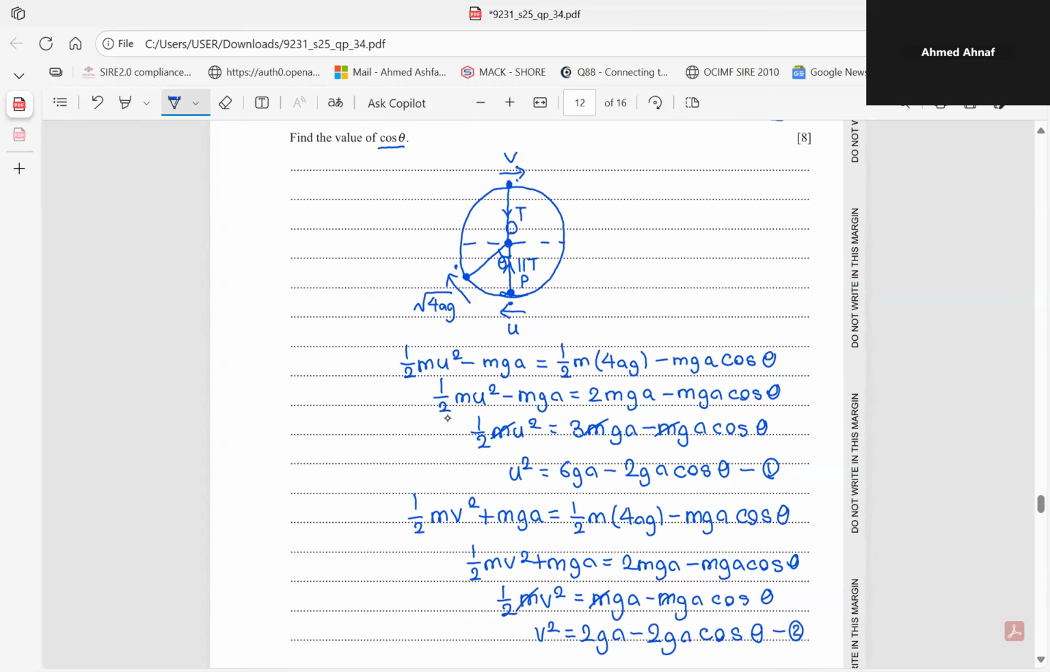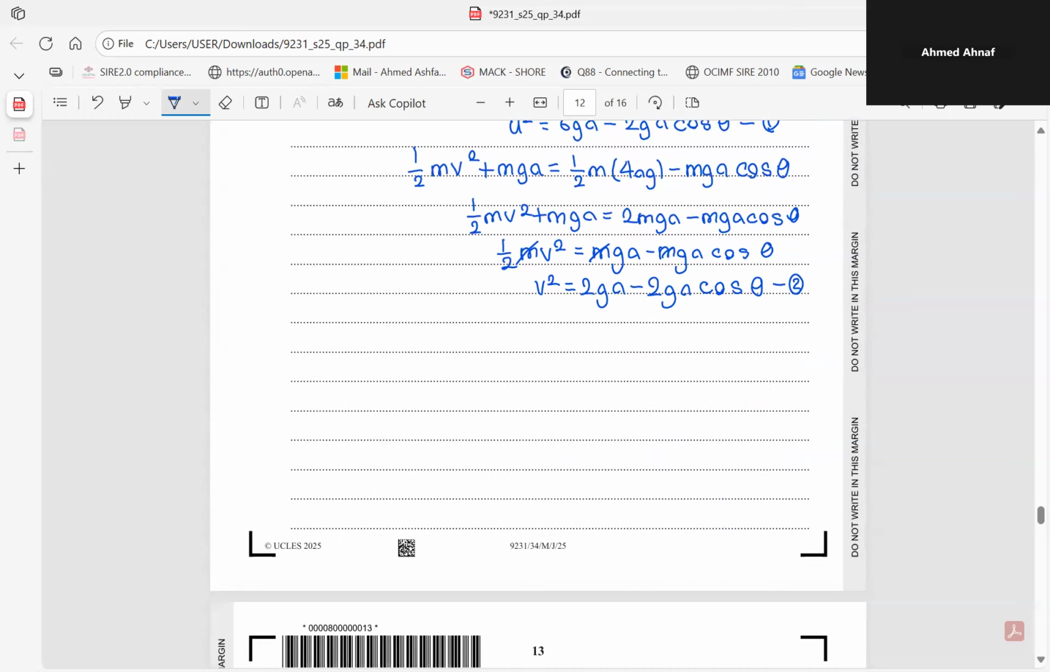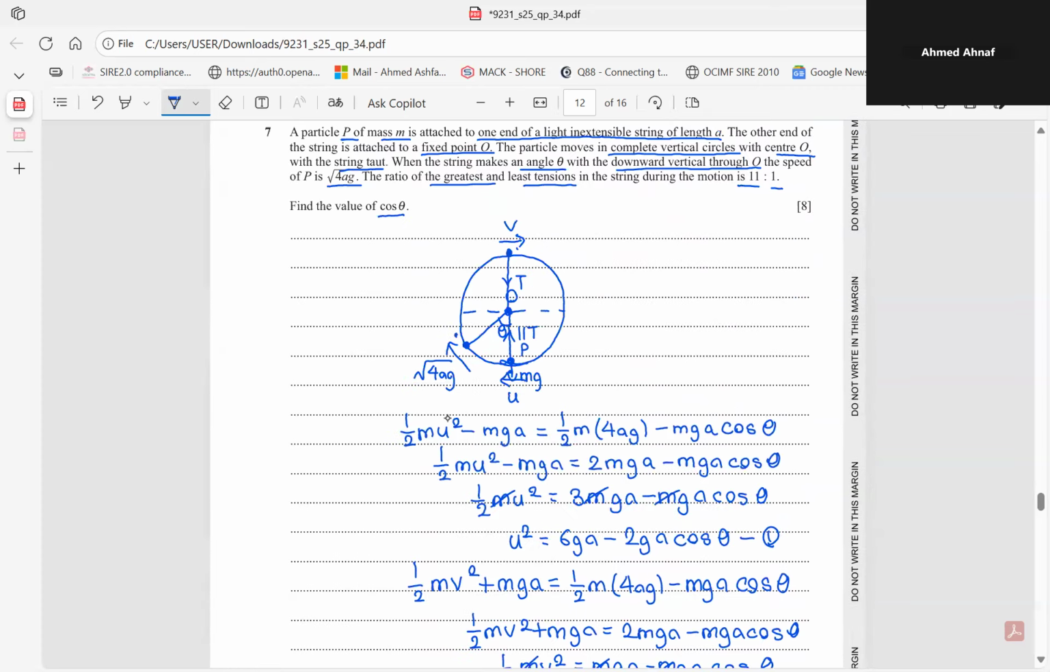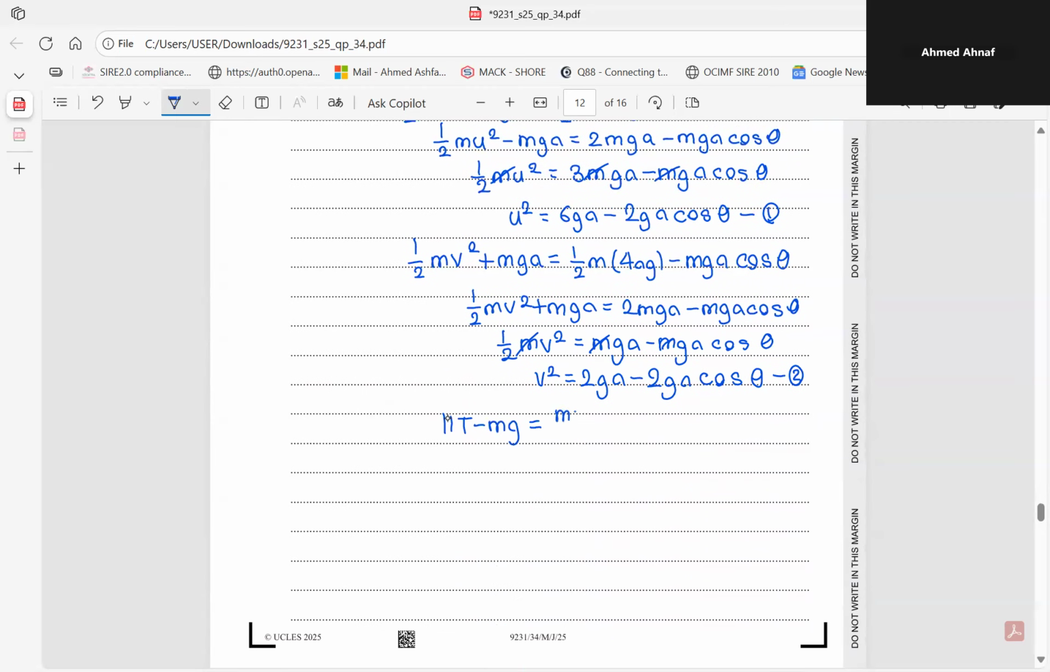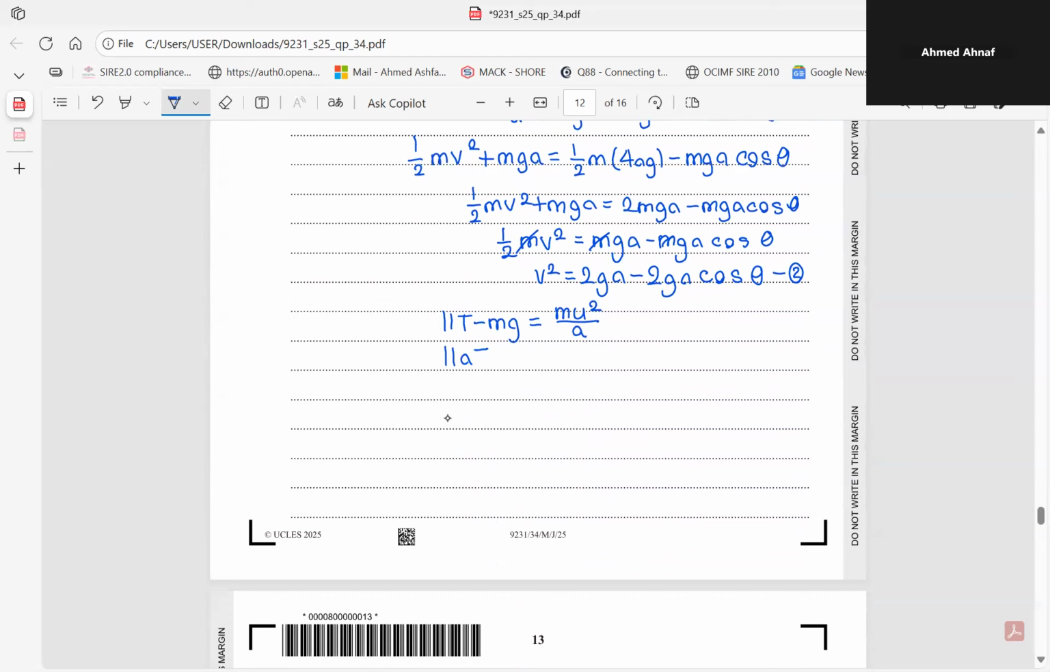Now we're going to make equations in terms of the forces acting. First we'll take the centripetal force acting at the bottom. So there's mg and 11t. So the centripetal force would be 11t minus mg, and that would just equal mu squared over r, which is a. Now multiply both sides by a, you get 11at minus mga equals mu squared. So this is the third equation.